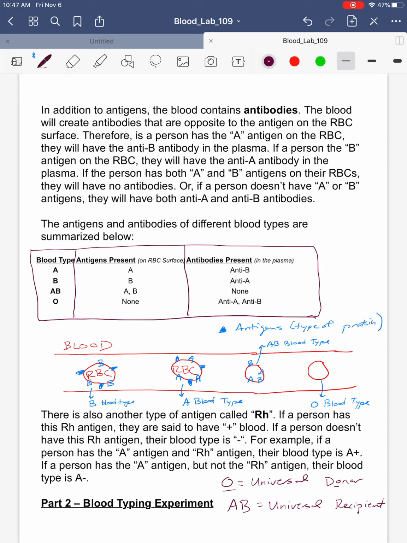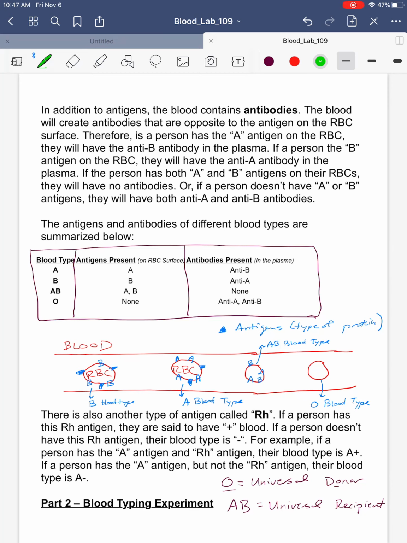All right, so we've talked about the blood types. We've talked about the blood types based off of what antigens are present. The last thing I want to introduce, second to last thing, because we got to get to the RH, the second to last thing to introduce is the antibodies.